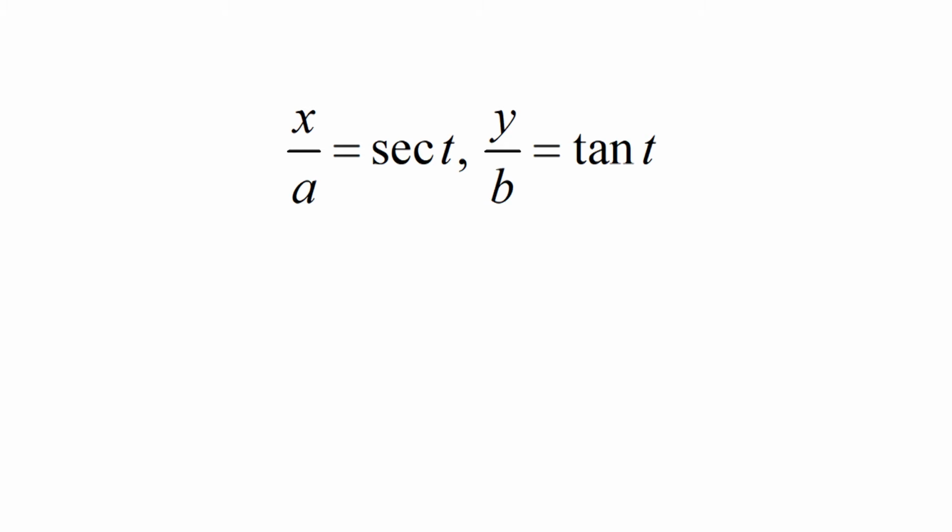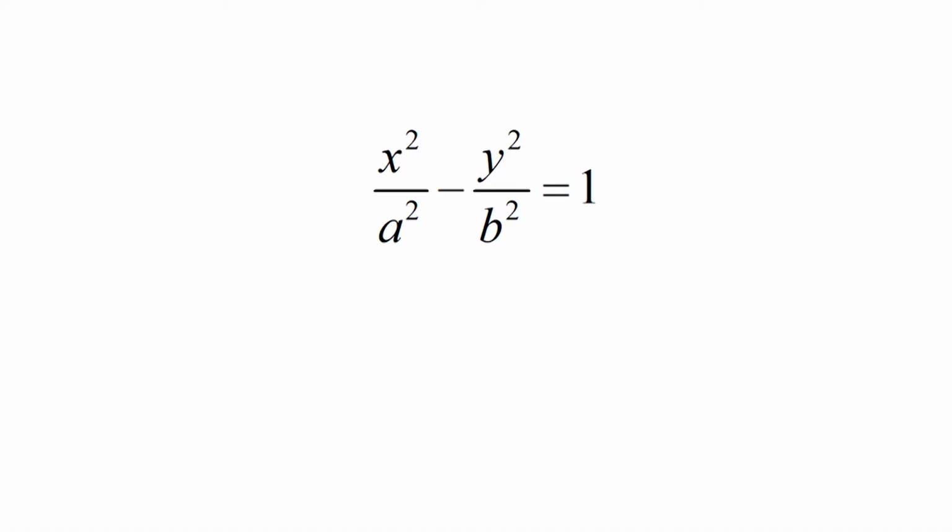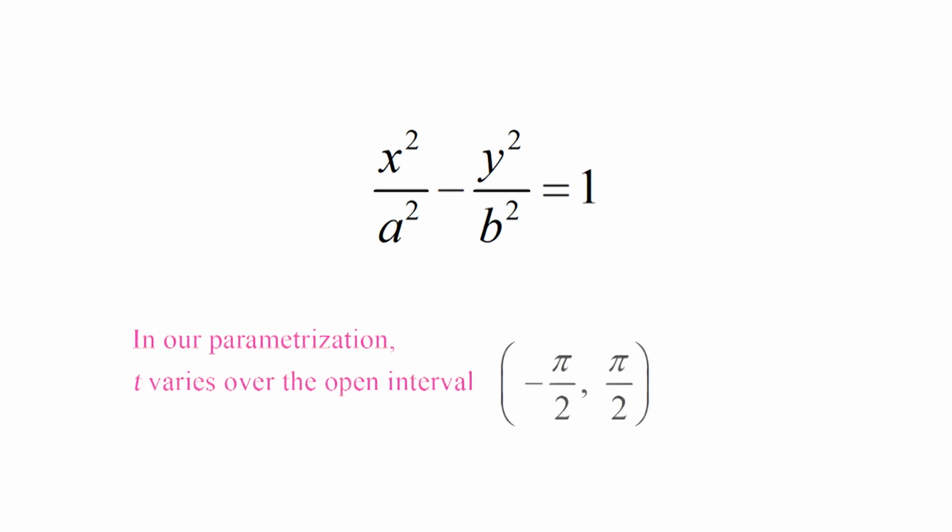Keeping this in mind, from the given parametric equation we write x by a is equal to sec t and y by b is equal to tan t. Then x square by a square minus y square by b square is equal to x by a whole square minus y by b whole square, which is equal to sec square t minus tan square t, which is equal to 1. Thus, if there is no restriction on t, x is equal to a sec t and y is equal to b tan t represents the entire hyperbola x square by a square minus y square by b square is equal to 1. But here there is a restriction on t.